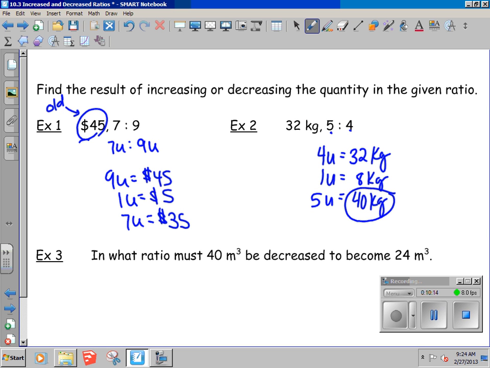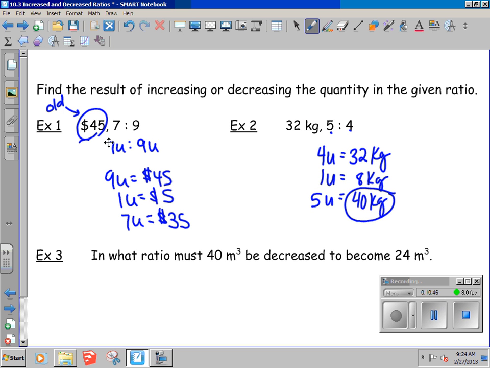All right, now we have this last example. In what ratio must 40 cubic meters be decreased to become 24 cubic meters? Here we're just writing the basic ratio, but you got to decide which number should go first. That's your big decision here. Lise, what do you think? 3 to 8. Why do you say 3 to 8? Where are you getting those numbers from? Because it's a common factor. Okay, what are you starting with before you get to 3 to 8?